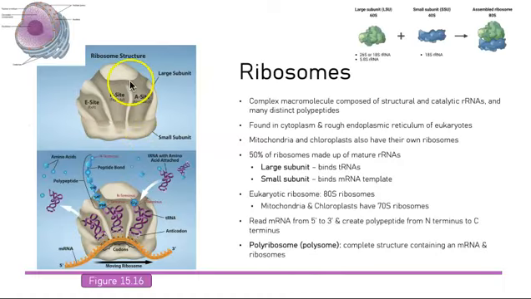This is going to be a complex macromolecule. It's composed of structural and catalytic rRNAs and other polypeptides. And we find these within the cytoplasm and our rough endoplasmic reticulum. We also have special ribosomes within our mitochondria and our chloroplasts, which are going to be of a different weight.